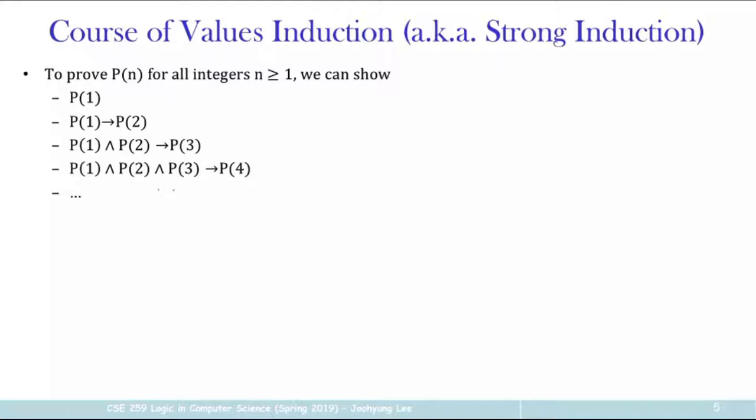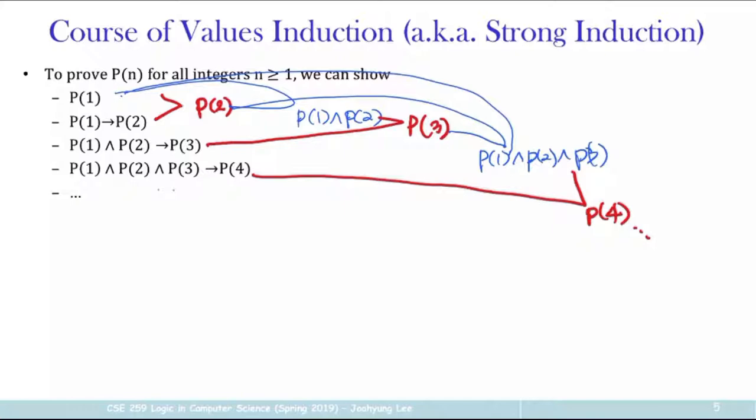So we assume actually not only the previous preceding number can be assumed, but also all the preceding numbers, not just the one immediate preceding. So we assume that P of 1 and P of 2 are true. From this you derive P of 3. And same for the other P of 1 and P of 2 and P of 3, and then you try to prove it.